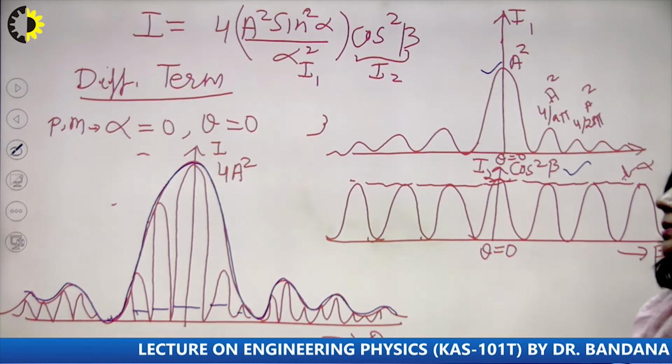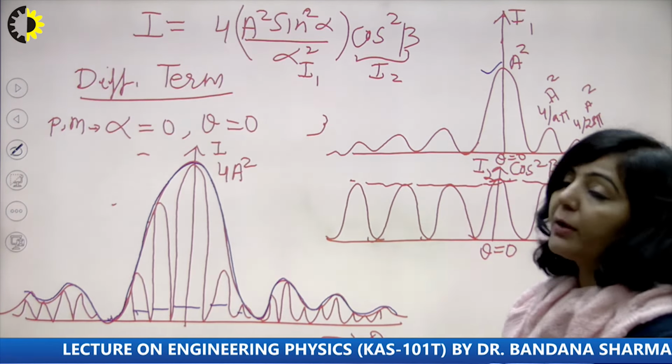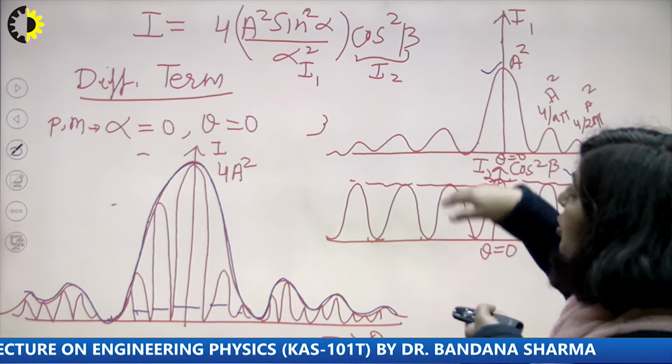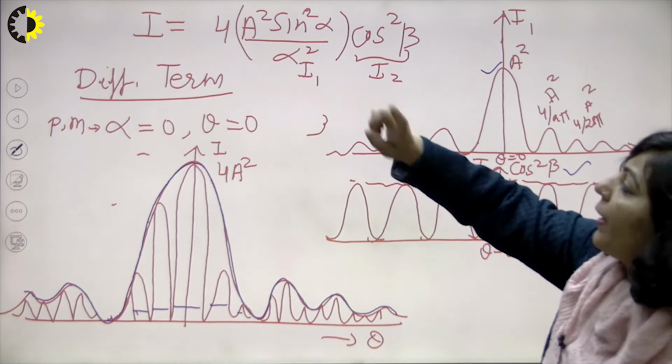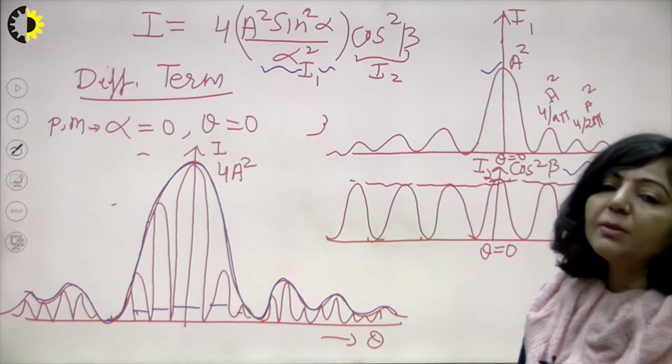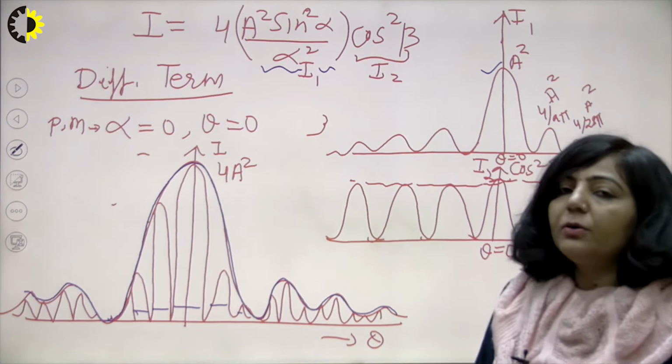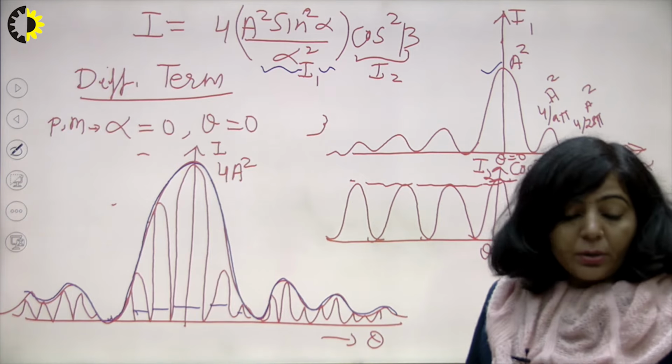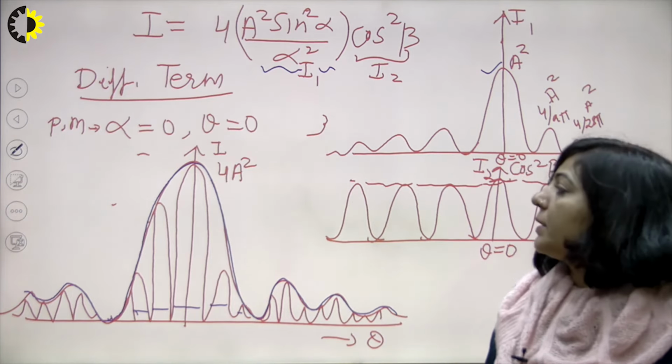So in case of double slit diffraction, you are getting this type of diffraction pattern. It is the combination of these two factors, where the first one is representing the diffraction part and the second one is representing the interference part. So this is about your diffraction due to double slit.